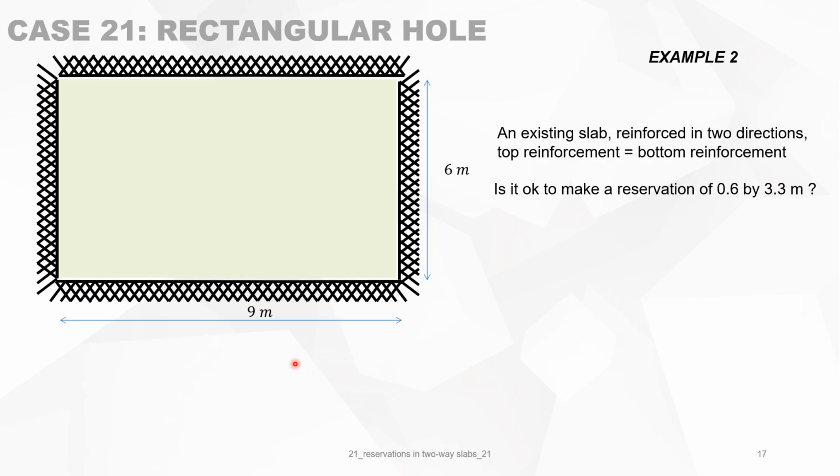Now let's go to a second example. You have an existing slab, and it's reinforced in two directions. And you know that the top reinforcement is equal to the bottom reinforcement. Now, it is asked if it's possible to make a reservation in this existing slab of 0.6 by 3.3 meters. And it's situated like here. For instance, a reservation for electricity cables or other elements.